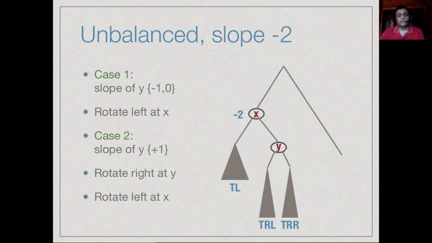Now it will turn out that if we have the other extreme, where the slope at x is minus 2, then we'll have a symmetric picture. So we will be able to expose the right child, call it y. So then the basic operation is that if y has slope minus 1 or 0, it's symmetric, remember, then we will do a single left rotation at x. Otherwise, we will first do a right rotation at y in case the slope at y is plus 1. And then we will do a left rotation at x. So we will not look at the minus 2 case in detail, but it's easy to see that it is symmetric to the plus 2 case.